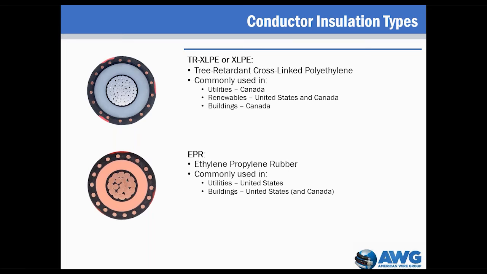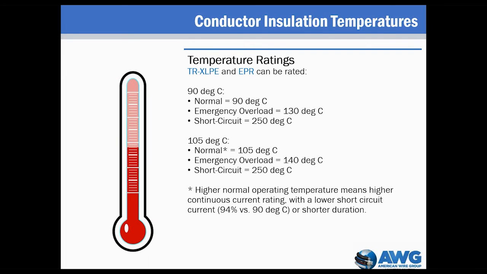The two key medium voltage cable insulations are tree retardant crosslink polyethylene, or TRXLPE, and ethylene propylene rubber, or EPR. TRXLPE is commonly used in Canadian installations, as well as renewable generation systems in the United States. EPR is commonly used in installations in the United States and some building wire applications in Canada. EPR is also commonly found in oil and gas exploration and processing installations.